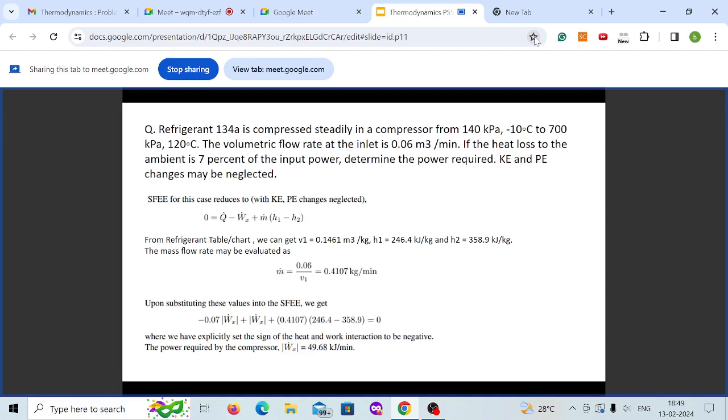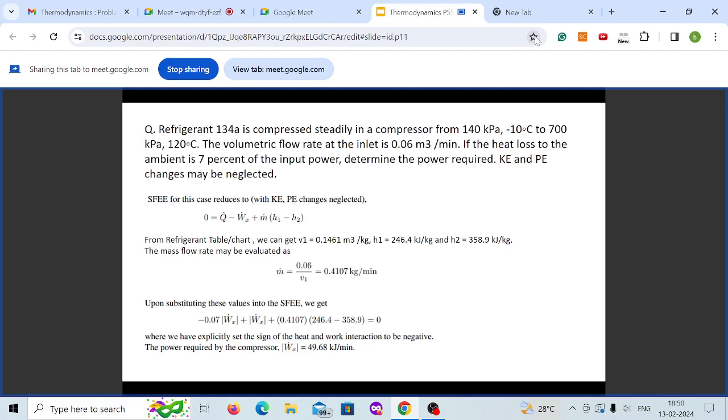It's what we have to find, and they say also that you neglect kinetic energy and potential energy. So this being a compressor, if there is no energy accumulation or reduction in the compressor, it will be a steady flow. So apply the steady flow energy equation.